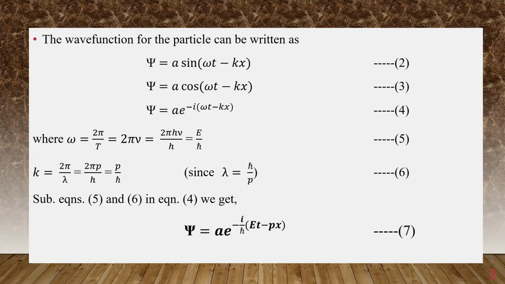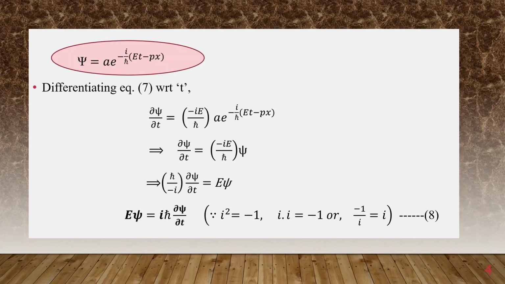Taking equation 7, we are going to differentiate it with respect to t once, that is dou psi by dou t. Try to do it by yourself. Dou psi by dou t is equal to, what will happen? Where is t in this equation? It is related to Et, so I can take the exponential function.